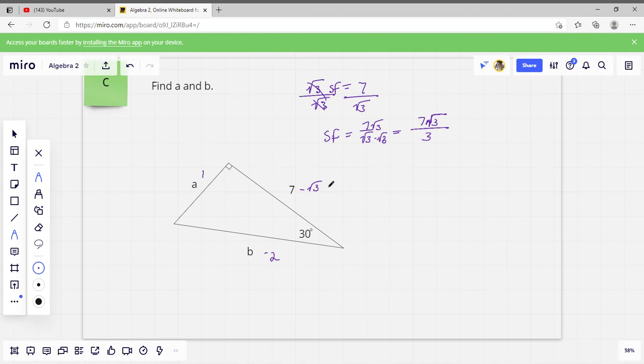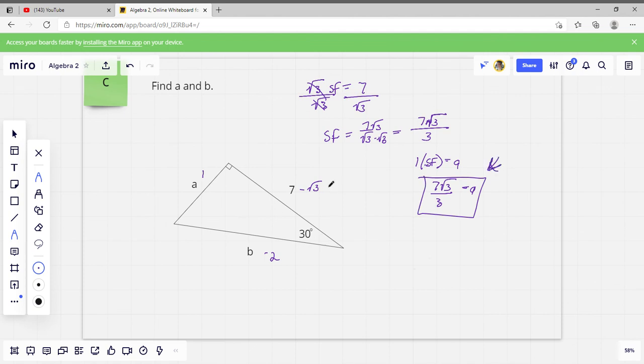So A will be our 1. That means 1 times our scale factor equals A. So 1 times 7 times square root of 3 over 3 equals A, and 1 times that is just that. So A is the scale factor. Whatever your 1 side is, it's always just going to be your scale factor, because you just multiply times 1. So there's A.